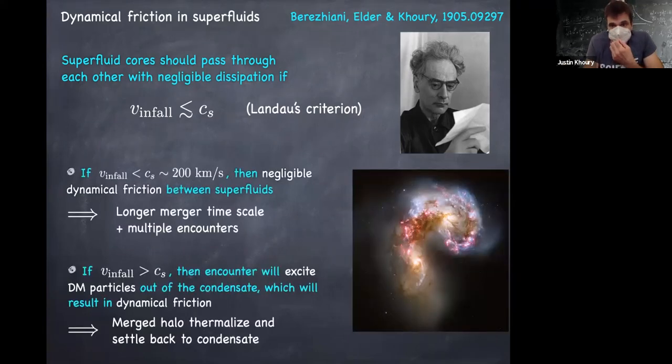So if you were to do simulations, and we're still planning to do them, for galaxy mergers, then at least for the superfluid cores, one would expect suppressed dynamical friction if the infall velocity is less than the sound speed within the superfluid media. On the other hand, if the infall velocity is supersonic, then as you'd expect, this will excite particles out of the condensate through Landau's arguments. Particles will be excited out of the condensate. You will momentarily exit the superfluid phase, and you should have, therefore, dynamical friction as usual.